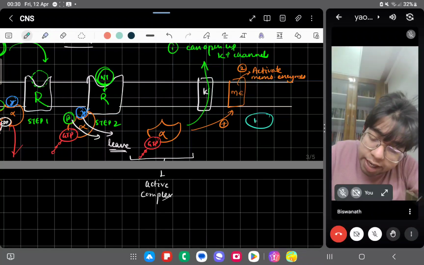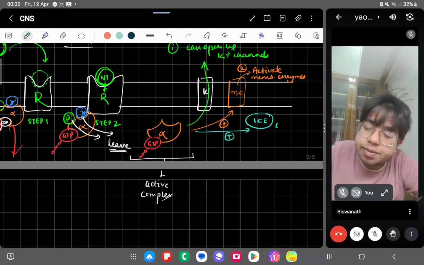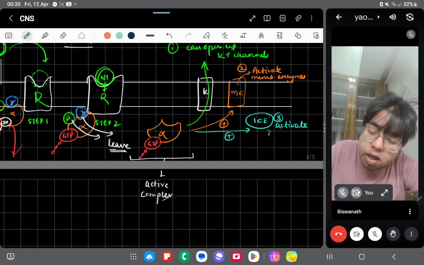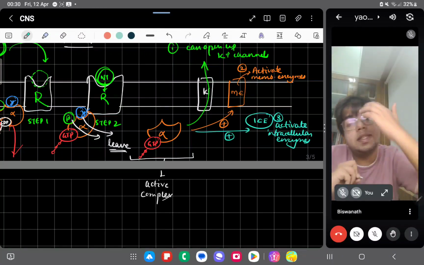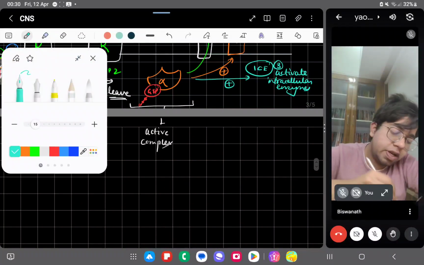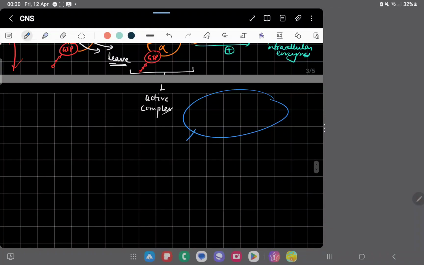Let's say we have an intracellular enzyme, ICE. So it can activate intracellular enzymes. This is the third function. Or it can stimulate your gene transcription. So if we have our DNA here, you can see the nucleus here.